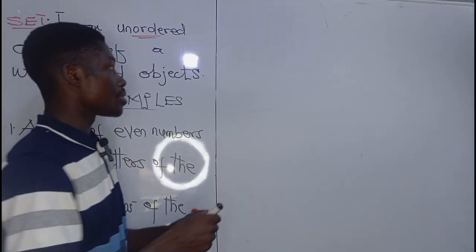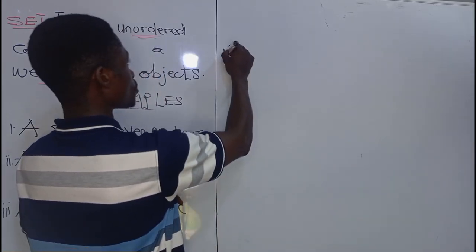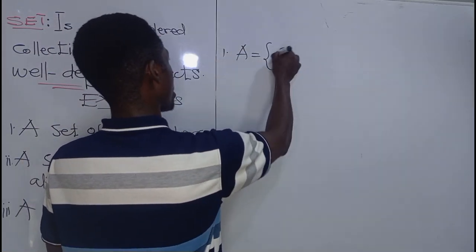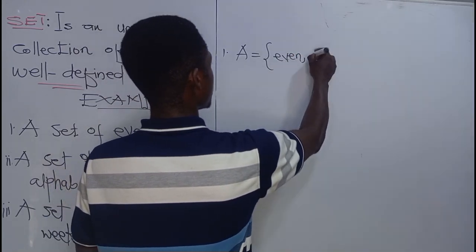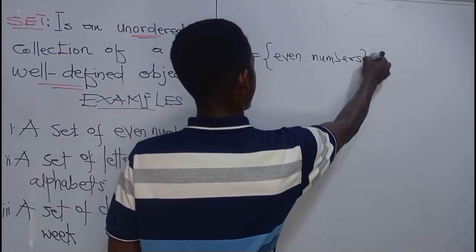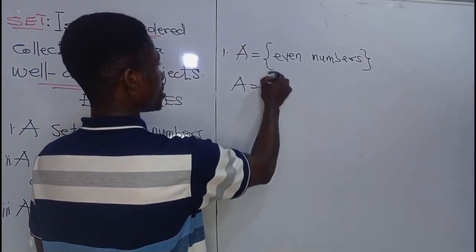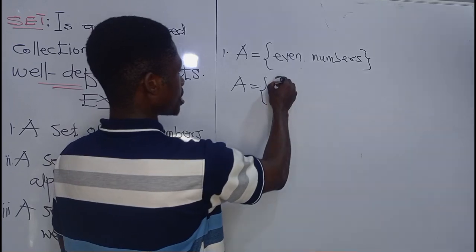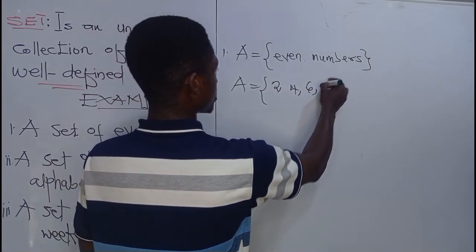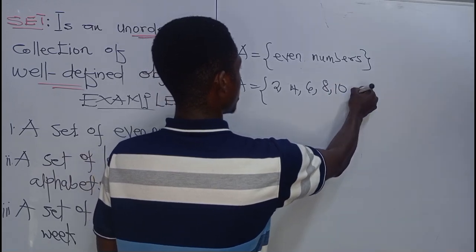Good. Now, let's take the first one. We have a set of what? Even numbers. So if we are to list the elements of this set A, we are going to get 2, 4, 6, 8, 10, and so on.